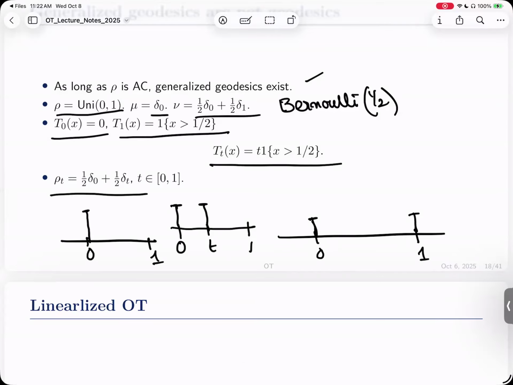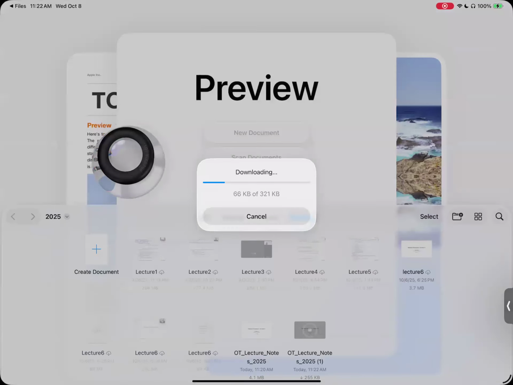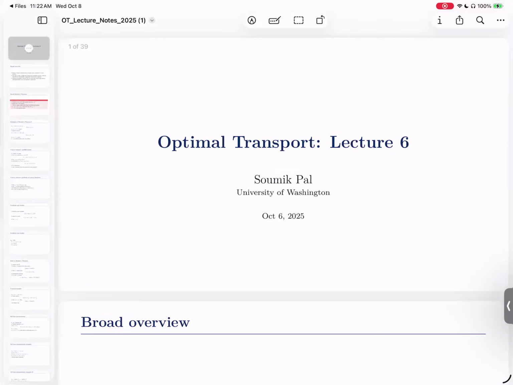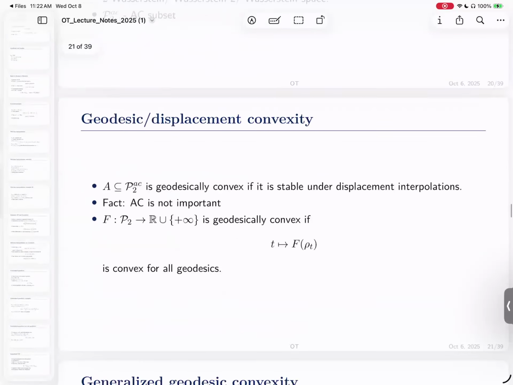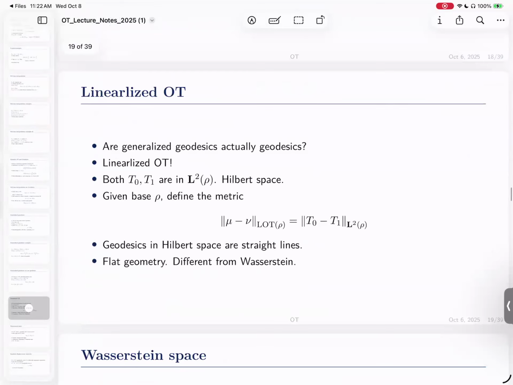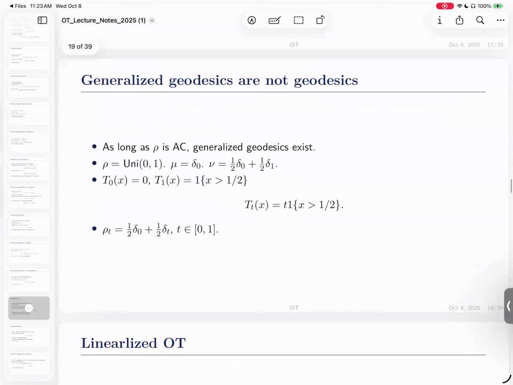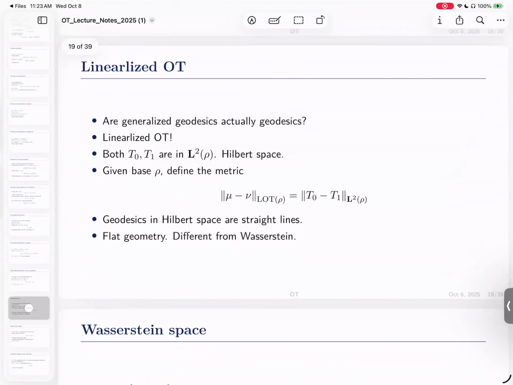All right, let's see now. Yeah, okay, good. Now I'm in the correct file. All right, okay. So in what sense is the generalized geodesic an actual geodesic? That's the question. This is the definition of generalized geodesics. In what sense are they actual geodesics? The idea is that it's linearized optimal transport.